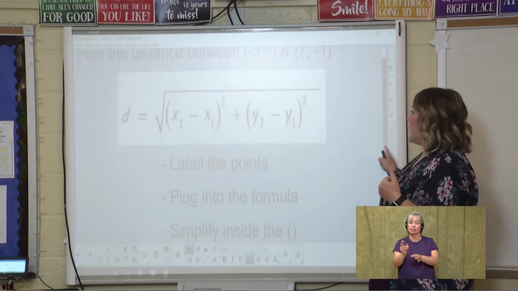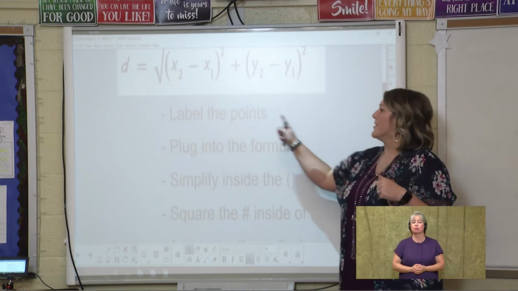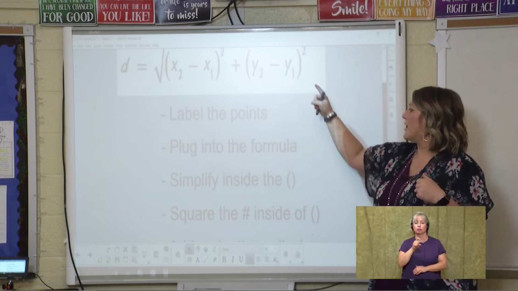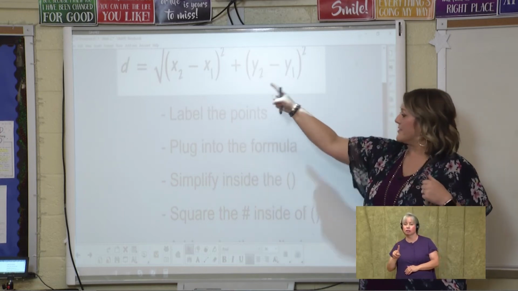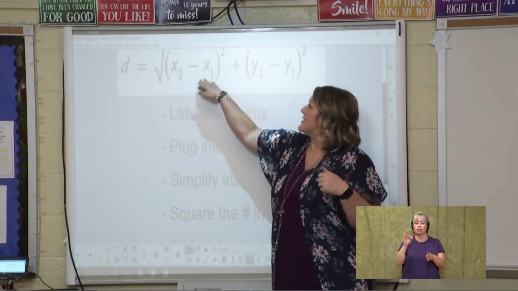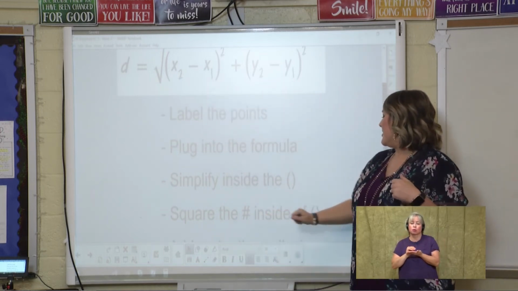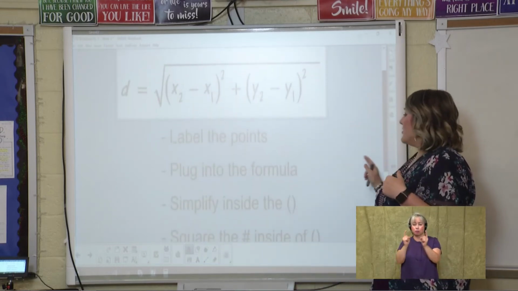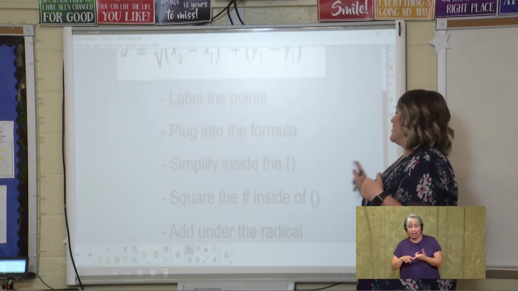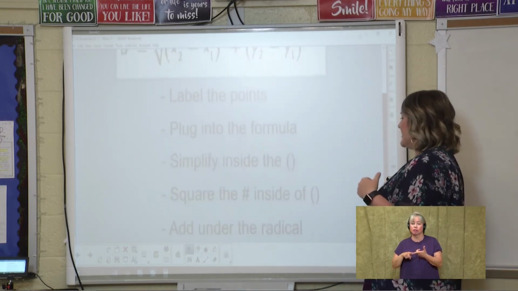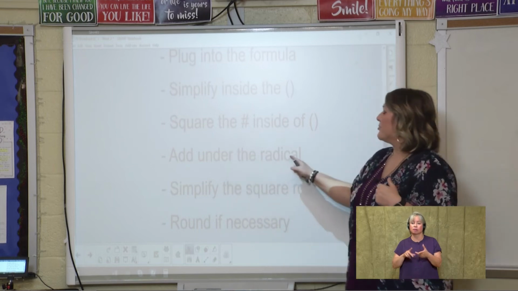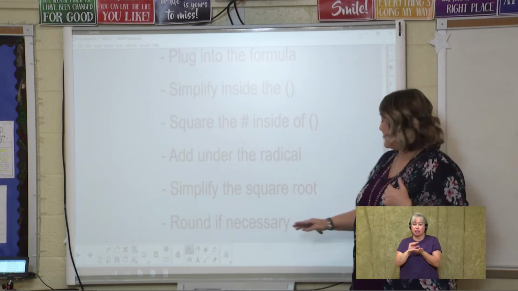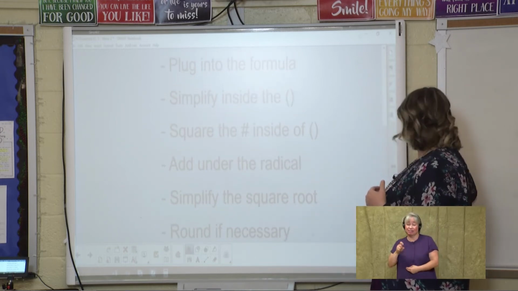The steps for doing that are, these are just helpful steps. First, label your points. These 4 things, x2, x1, y2, y1. Plug it into the formula, the distance formula. Simplify inside the parentheses here and here. Square the numbers inside the parentheses because we have exponents there. Add under the radical, we're going to add the 2 parentheses, what we have squared already, and simplify the square root, and then round if necessary. Let's give this one a try.